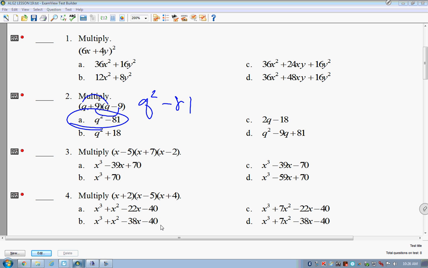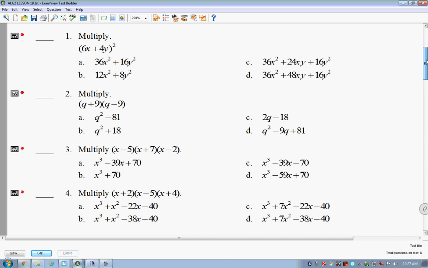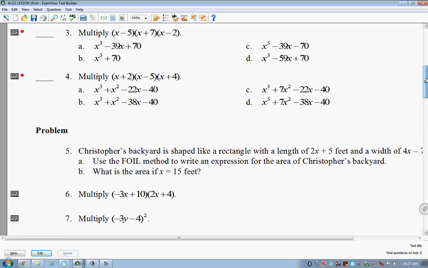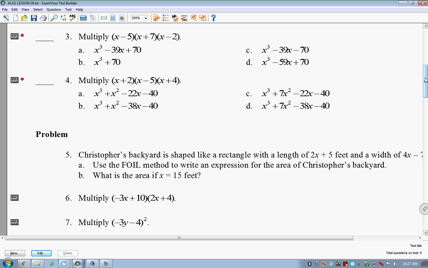Okay. Now, one that the book isn't dealing with is like number 3. Number 3, you're going to FOIL the first 2 terms, and then you're going to take that solution, and you're going to multiply it by the third term. Okay? So this is kind of a long process. So I'm going to kind of work through it as we go. So we're going to cut this guy off right there. Okay, we'll come back to him in a second.